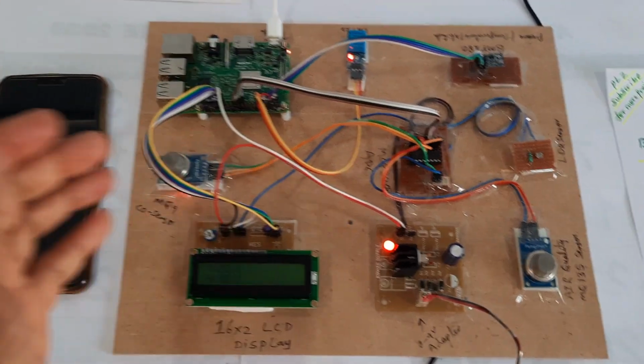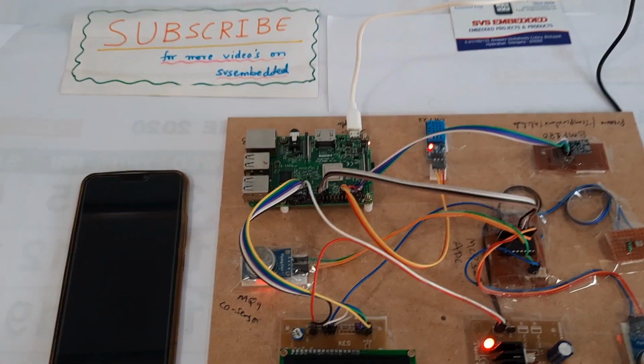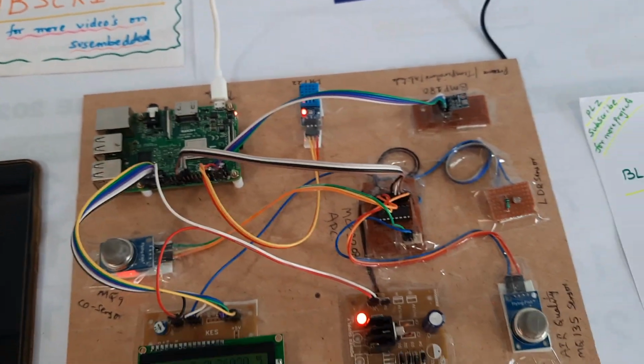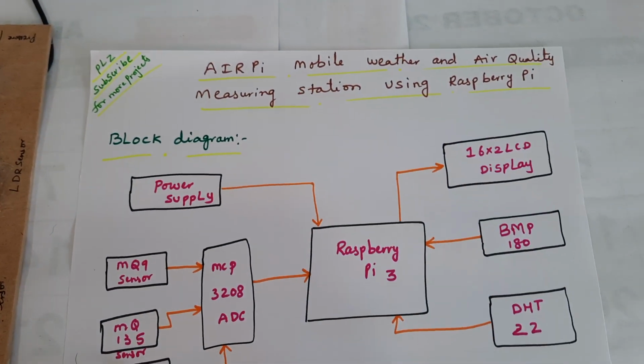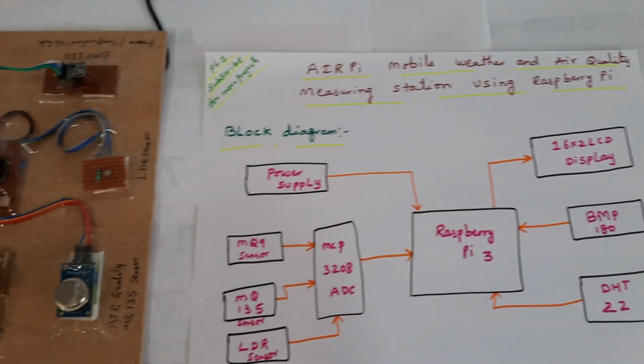This hardware kit, the mobile phone and our system should all be in one network. That's why we connect to the VNC server and operate this. So our project title is AirPi Mobile Weather and Air Quality Measuring Station using Raspberry Pi.